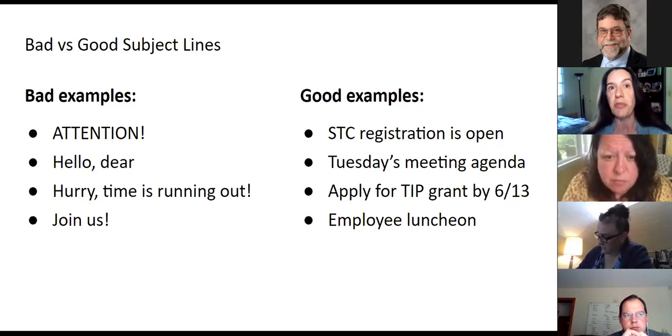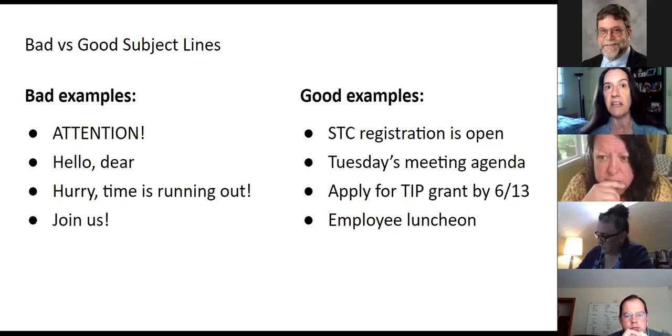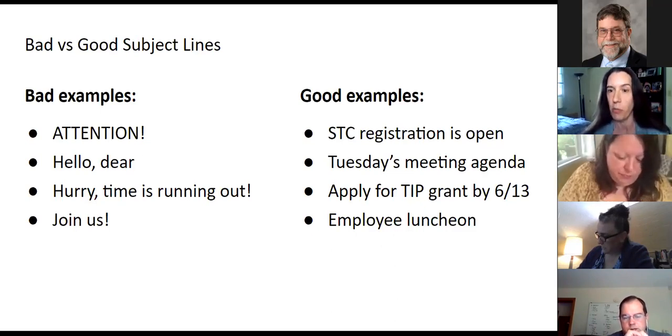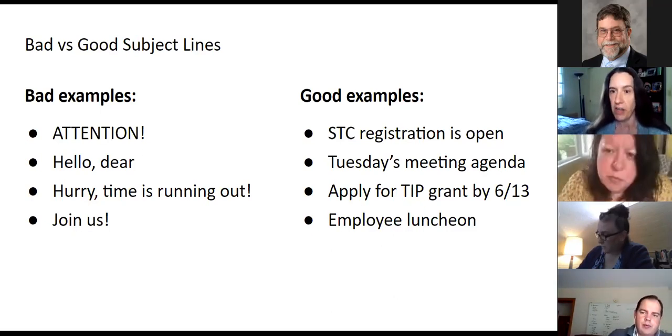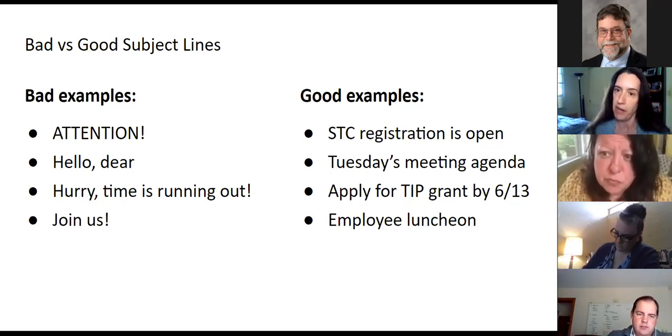Apply for the TIP grant by June 13th. Again, if this is something that I'm knowledgeable of, if it's something that I'm interested in or aware of, it's telling me that I have a deadline. So if I want to apply for this, I need to open this email and read through the details and follow the instructions in order to get that application in by the time it's due.